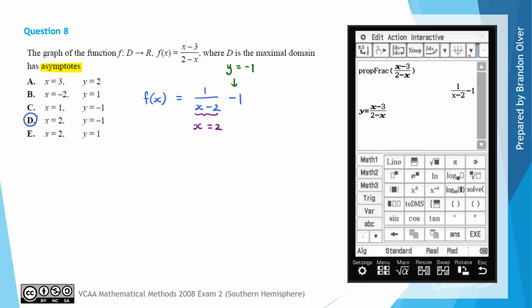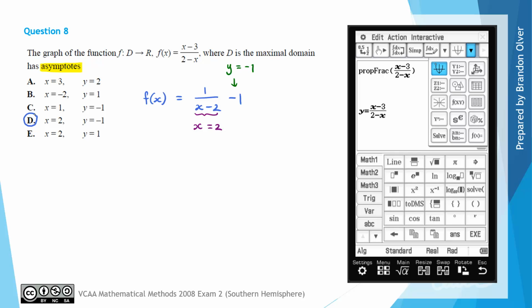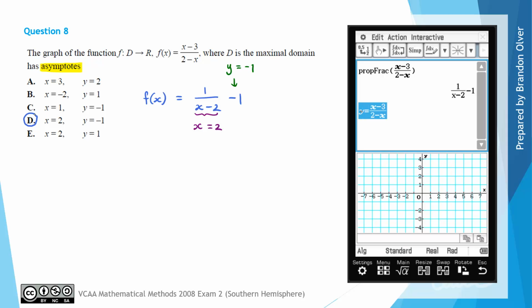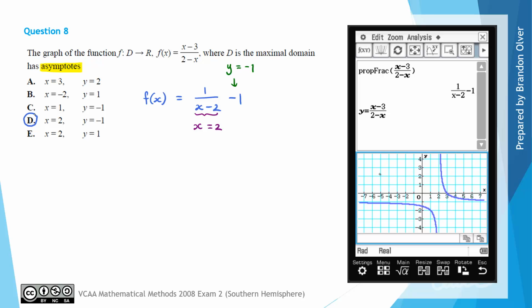And then instead of graphing it in our normal graphing screen, we're going to click on this little drop down here and select the button that represents the conics menu. It looks a little bit like a basketball court. And then we're going to drag the y equals x minus 3 over 2 minus x down, and it's going to sketch that hyperbola for us.